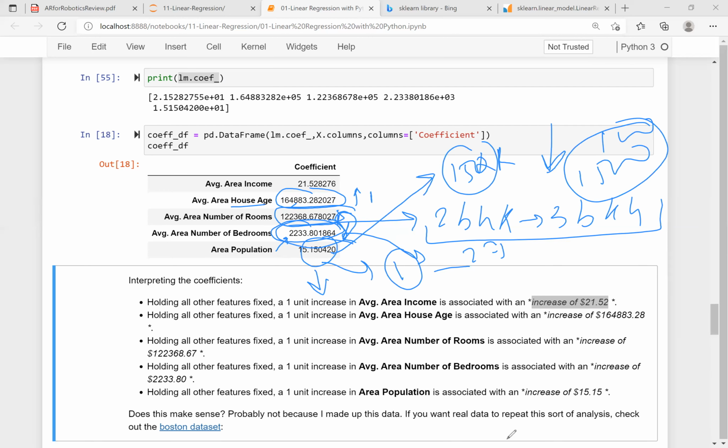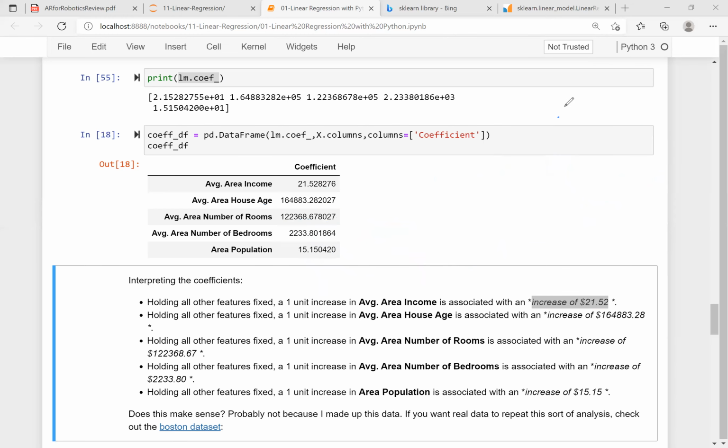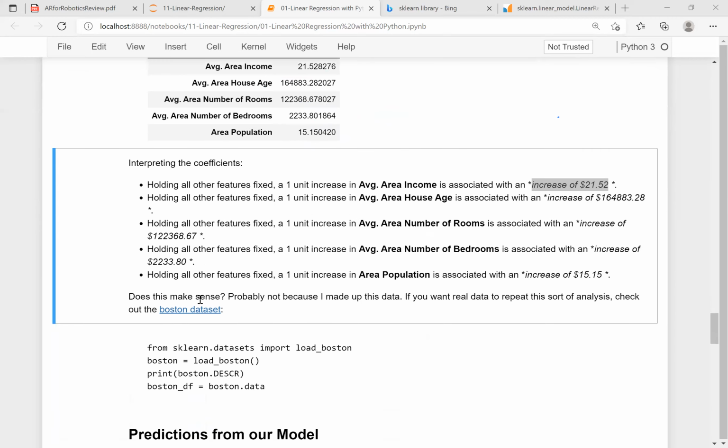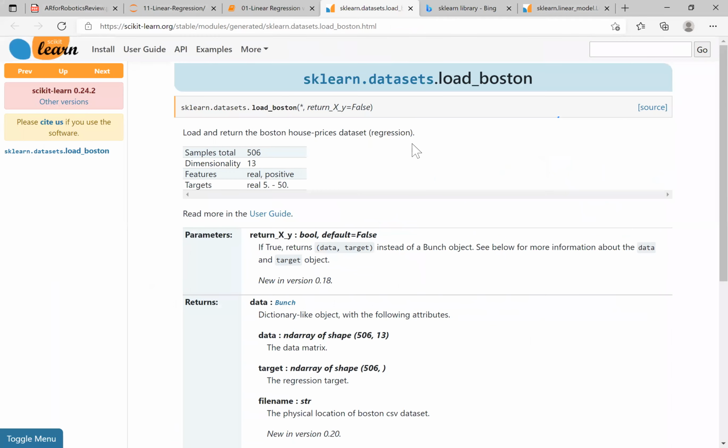Okay, so next, you can actually take a look at this data set on, I guess, Kaggle.